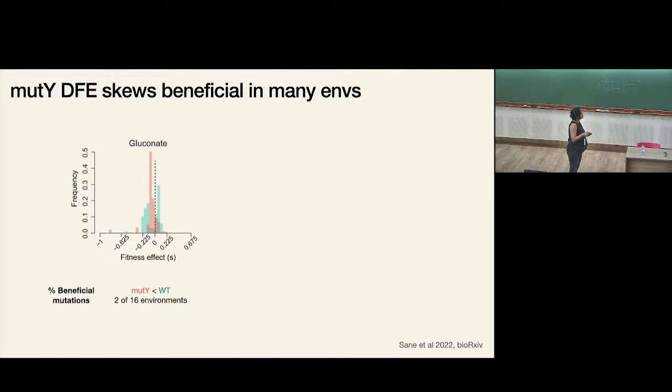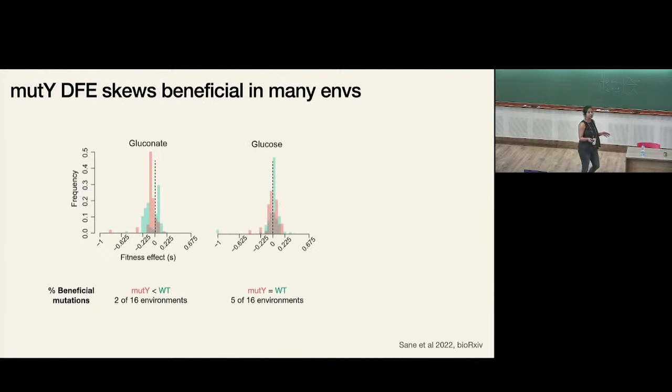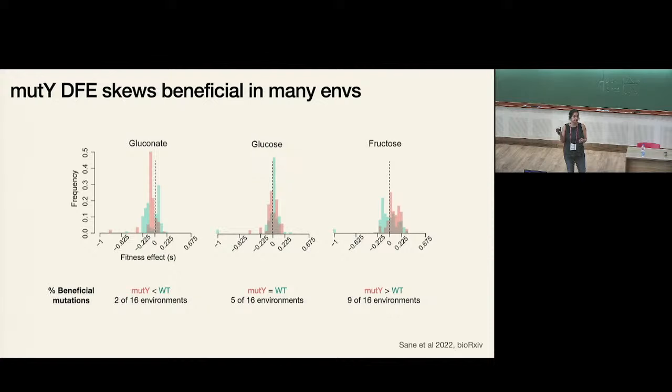In two environments, we find that the MUT-Y strain has fewer beneficial mutations compared to the wild type strain, okay? Remember our null hypothesis is that if these DFEs are not different, in most of our environments we should find overlapping DFEs. And we find that only in 5 out of the 16 environments in which we tested these DFEs. In most environments, what we actually find is that the mutator DFE is shifted towards the beneficial side, okay?